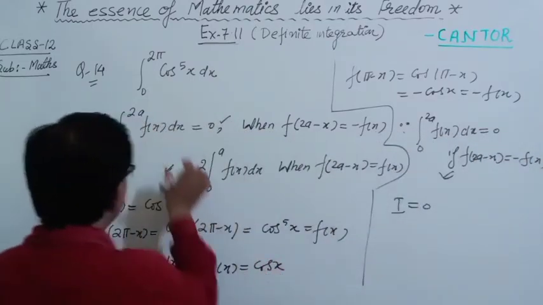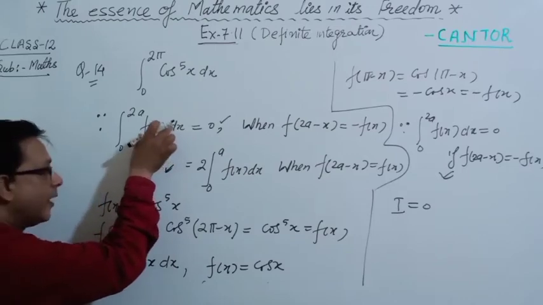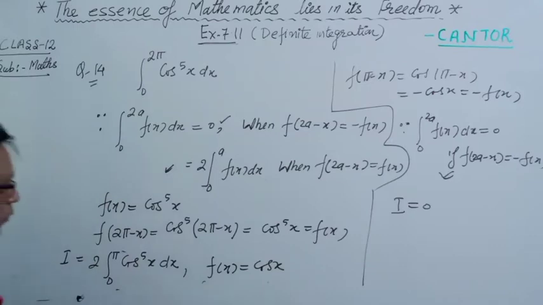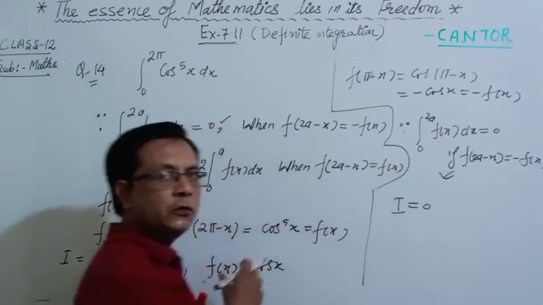Here we use two types of the property. First time we use the property, the function does not become 0, and again we use the property, then the function becomes 0. Okay, good student, note down.